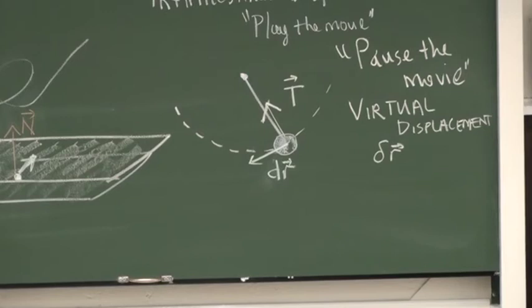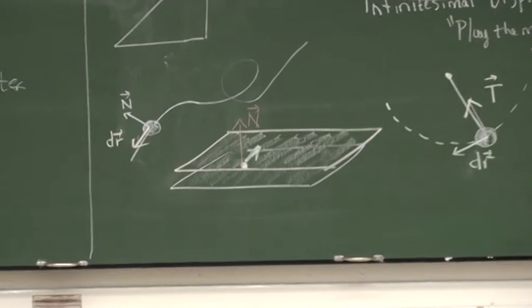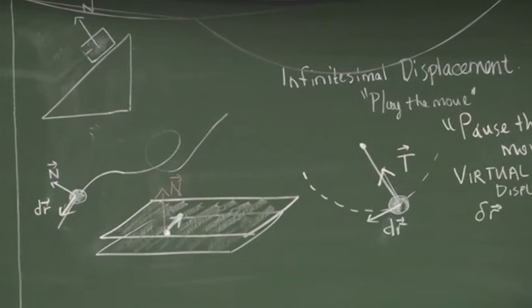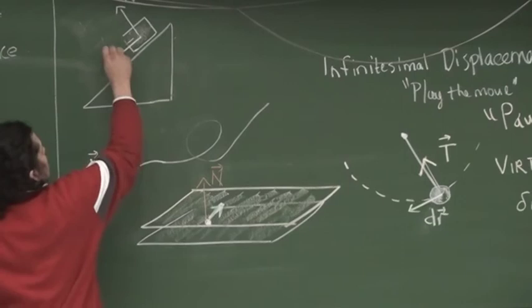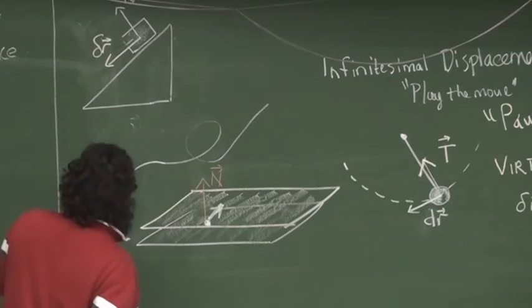Well, what happens on the block on the slope problem? Let's take away what happens when I play the movie. I've paused the movie. The slope is not moving, the block is not moving. Now I'm allowed to move the block however I like, provided that I do not violate the constraints. Well, which way does my little motion point? Down the slope, just like before. I'm allowed to move the thing up and down the slope. Beads on the hoop, I pause the movie.